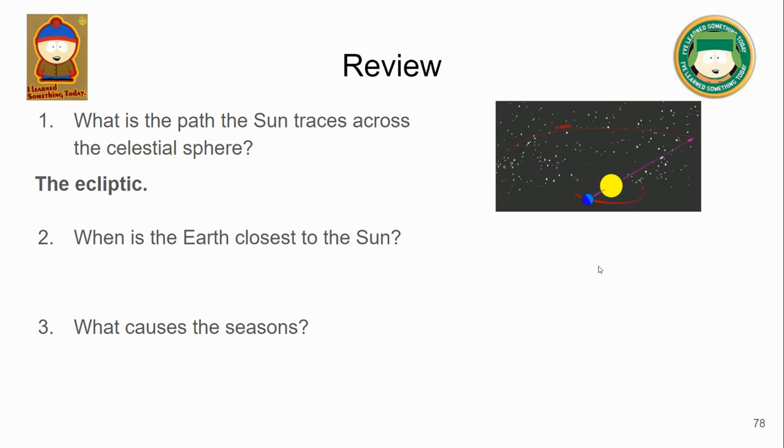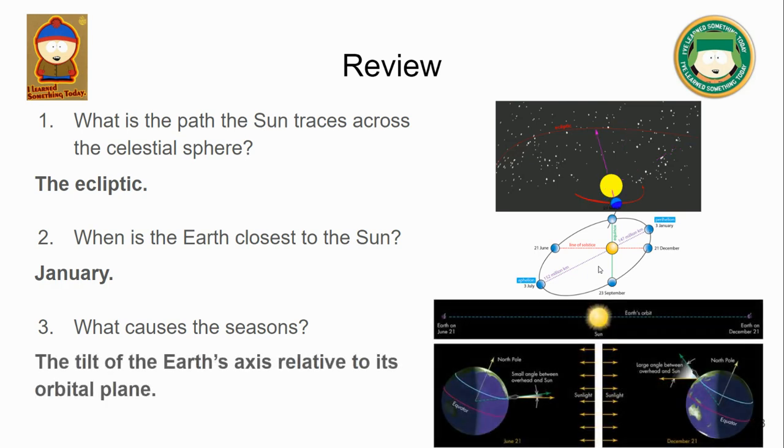When is the Earth closest to the sun? In the middle of northern winter. Towards the beginning of northern winter, I guess. So it's actually in January. So again, it's not the distance from the Earth to the sun that causes the seasons. What causes the seasons? It's the tilt of the Earth's axis relative to its orbital plane.